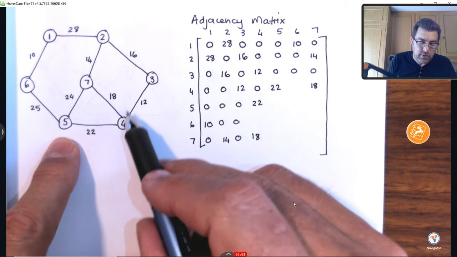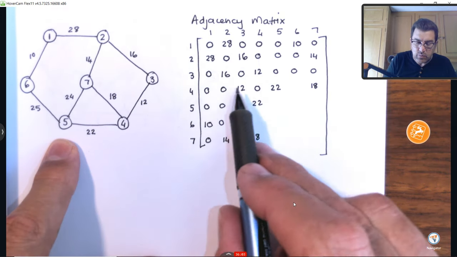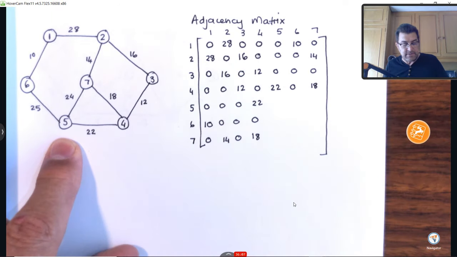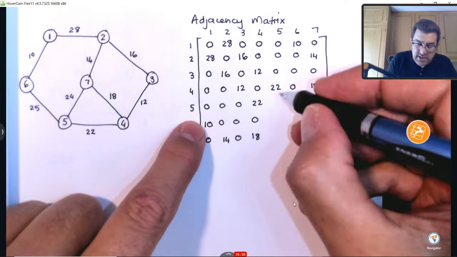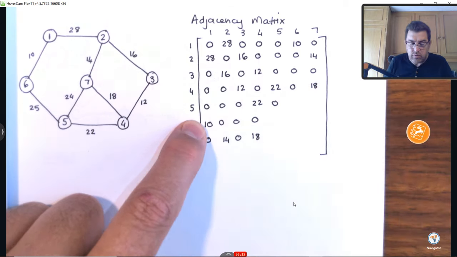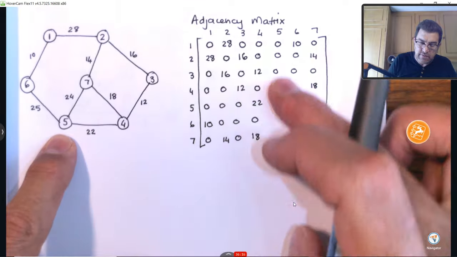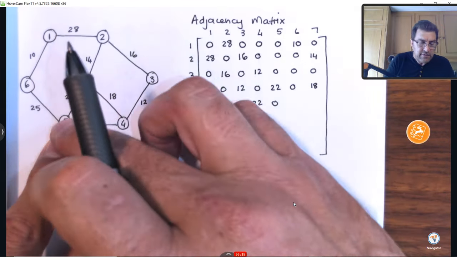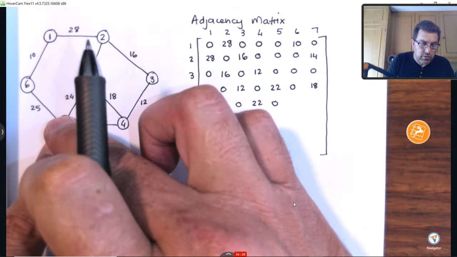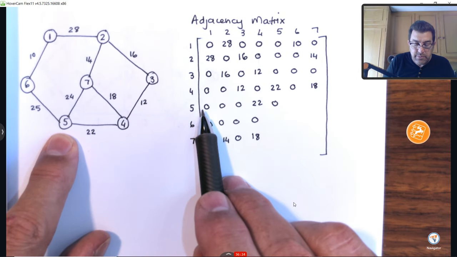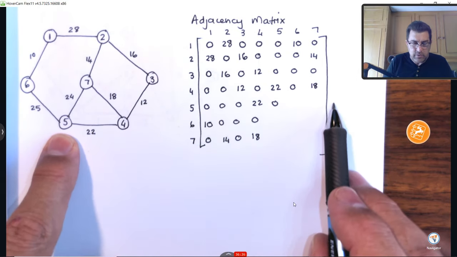So vertex 4 is connected to 3 vertices. 1, 2, 3. The rest of it are zeros. Okay, we go to the next vertex. By 5 and 5, we record a naught, because that's where 5 and 5 intersects. 5 is connected to 4, to 7, and to 6. So we must have 3 entries in that row.